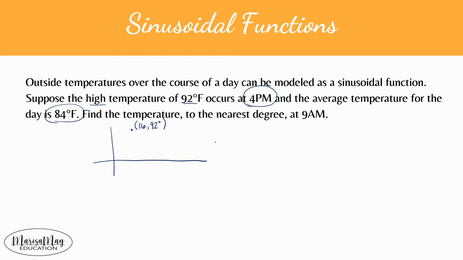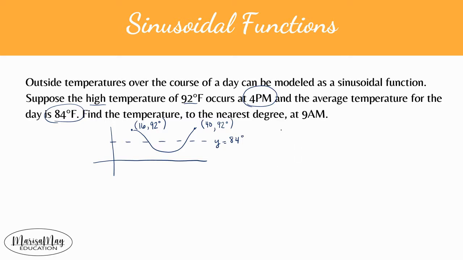Now, because we are told that it is sinusoidal over the course of a day, we know that the period is going to be 24. This means it's going to repeat every 24 hours. So 16 plus 24 would give me 40 hours, would be 92 degrees again. And we know the graph's going to look something like that. Now, where does the average temperature come into play? That is the midline of your graph. So y equals 84 degrees there.